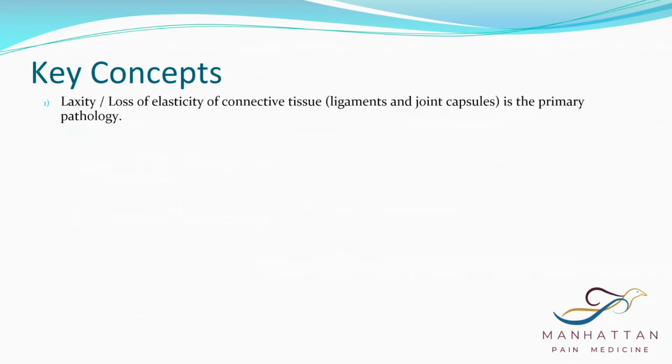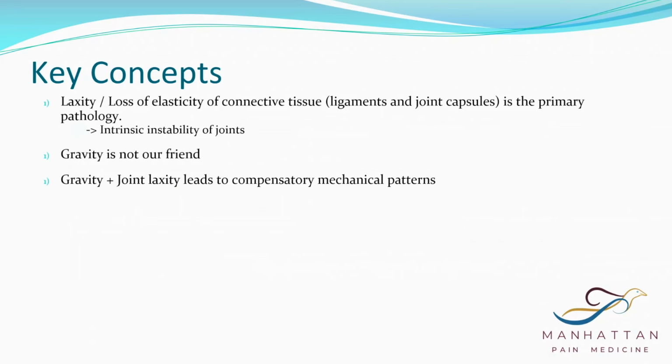And with that, I've basically gone over all of these already, but let me just number these out. The key concepts. There is laxity, loss of elasticity of connective tissue in the ligaments in the joint capsule, and that's the primary pathology. It's intrinsic instability of the joint. Gravity is not our friend.